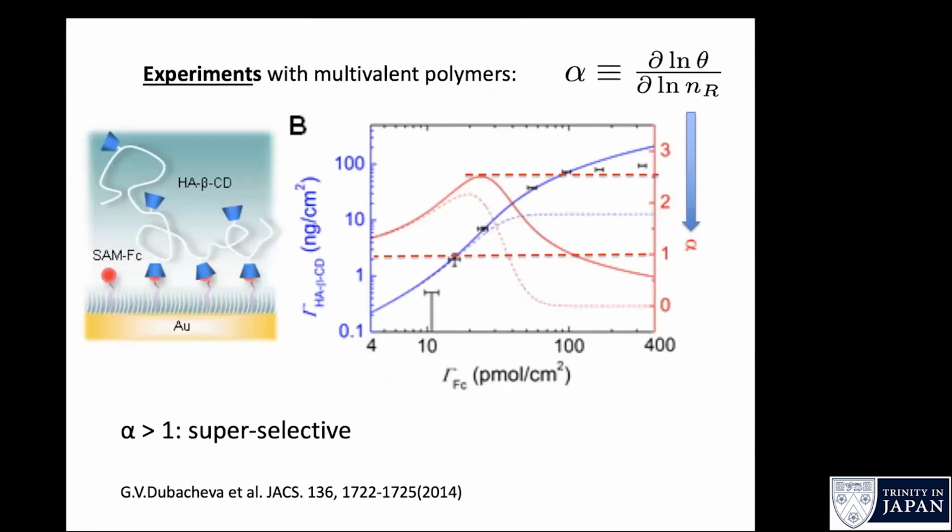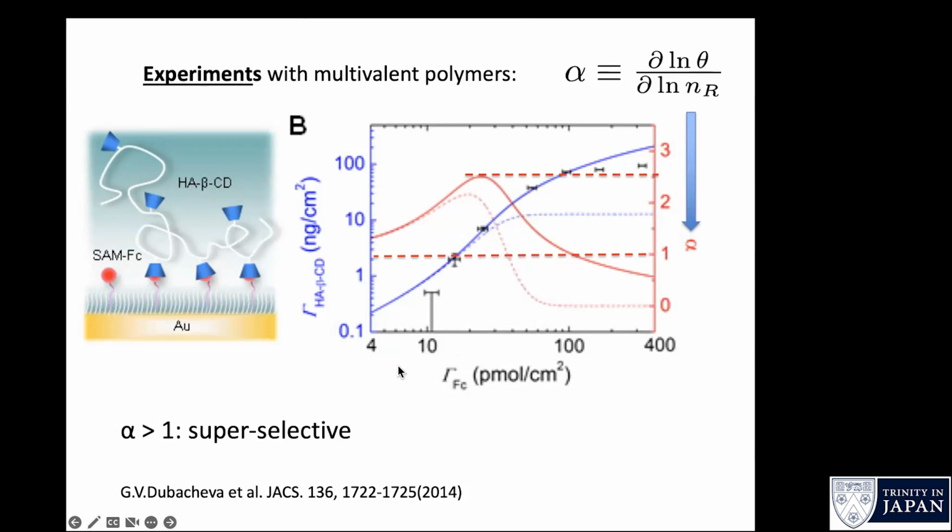Now, this was what we did theoretically, numerically, and since then people have done a number of experiments. I'll just show you here one. This is an experiment by Galina Dubacheva and Ralf Richter, who looked at a self-assembled monolayer. It was in this case ferrocene on the monolayer, and on the other side is hyaluronic acid. This is a long chain functionalized with cyclodextrin, which is basically a cap that can bind to the ferrocene on the monolayer, and you can change the concentration here.